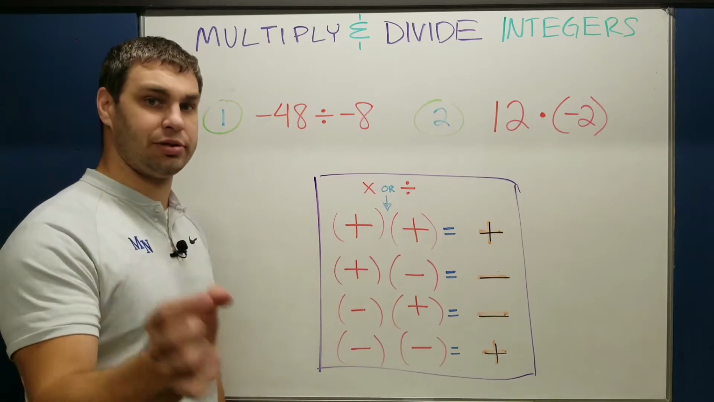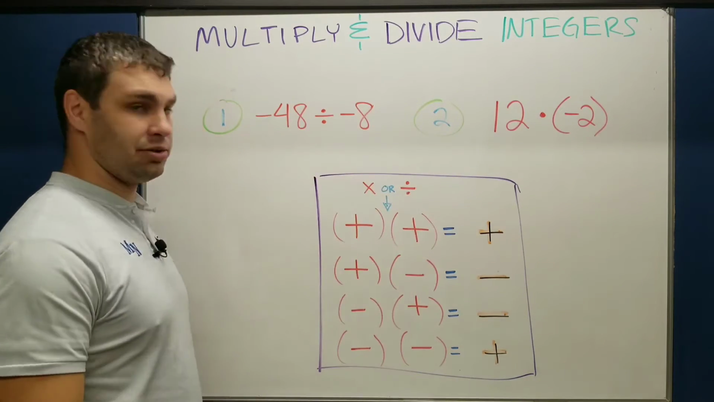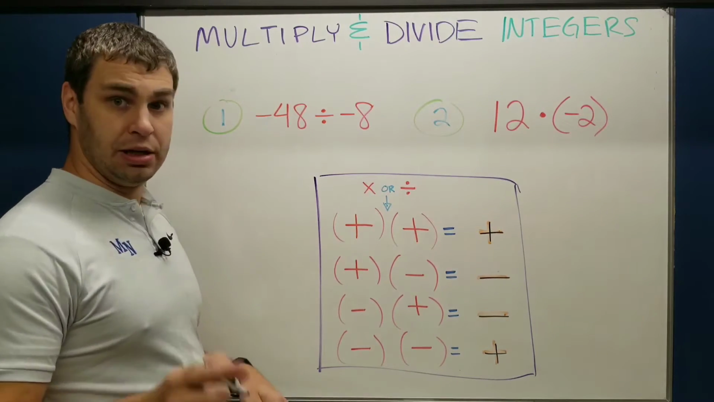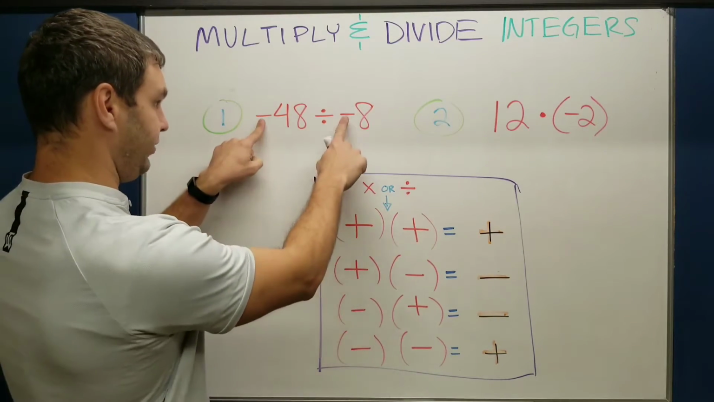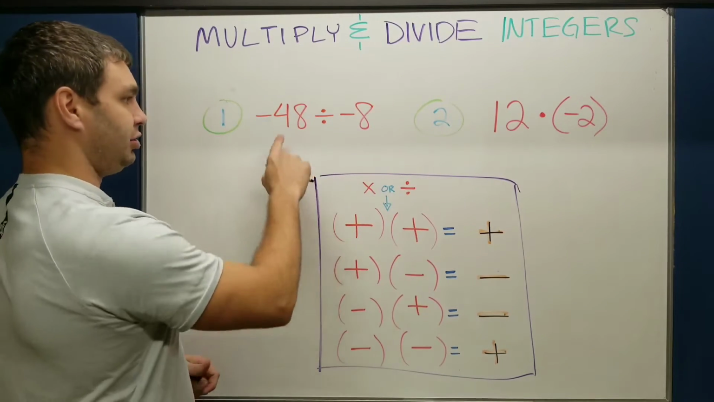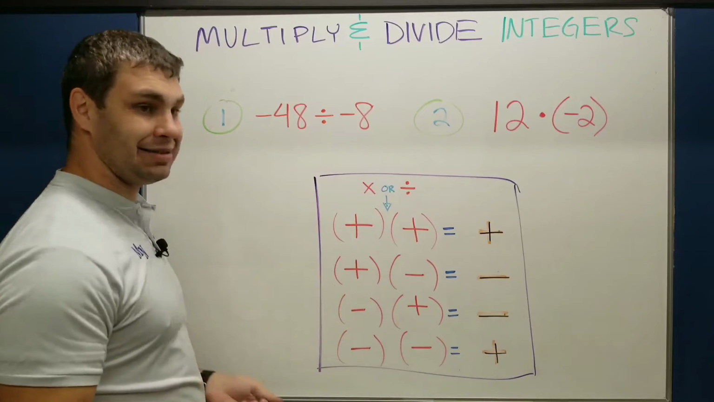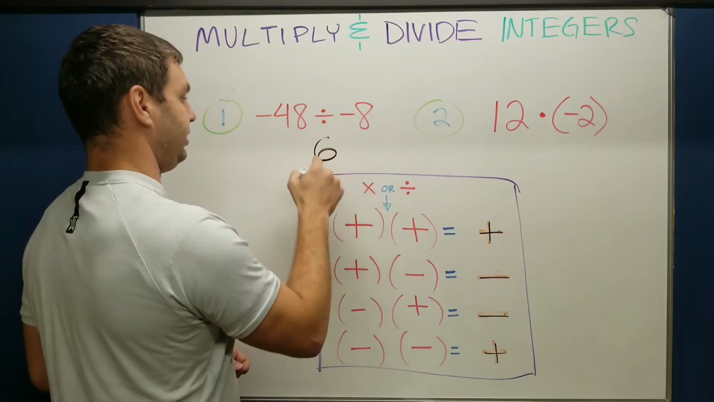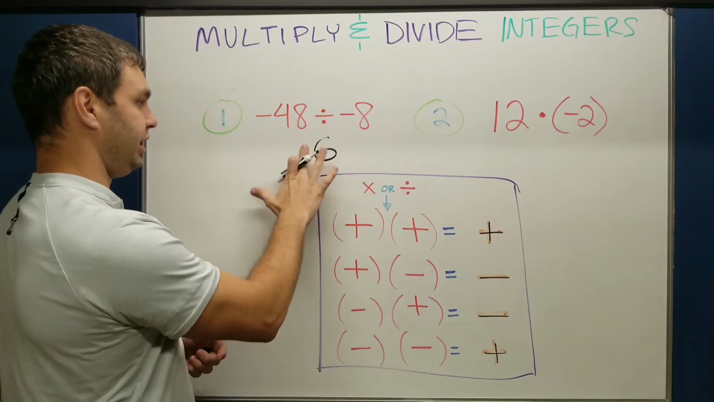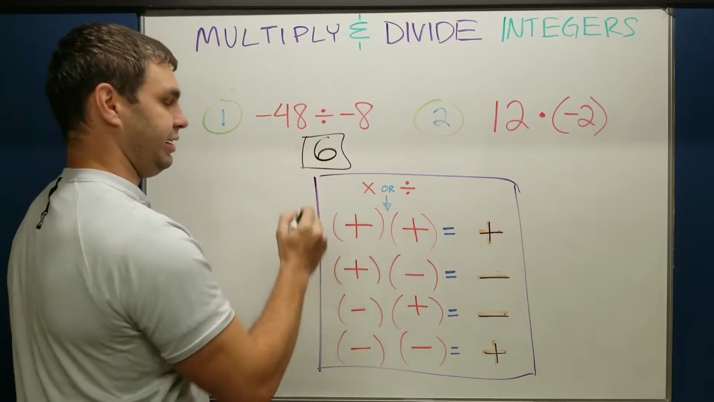All right, so let's use that trick to help us here with numbers 1 and 2. Number 1 says -48 divided by -8. Okay, well, first off, looking at our chart, we have a negative and a negative. That's our bottom case. Our answer is going to be a positive. All right, and so then you just have to know 48 divided by 8 is 6. Okay, so a positive 6. You don't need the plus because if there's no sign there, you just assume that it is positive.